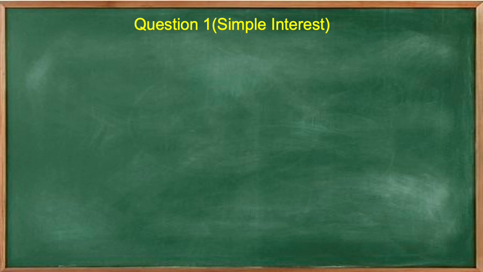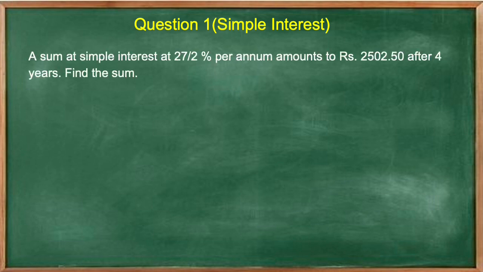Question 1. A sum at simple interest at 27 divided by 2% per annum amounts to rupees 2502.50 after 4 years. Find the sum. We know the formula: simple interest is equal to P into R into T divided by 100, where P is the principal amount, R is the rate of interest, which is 27 divided by 2%, and time is 4 years.